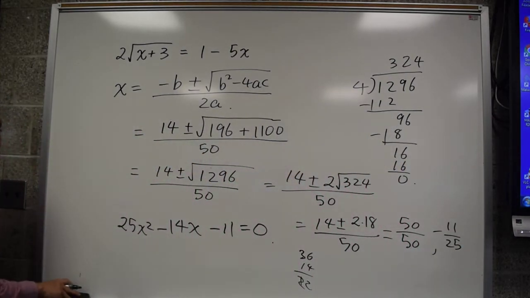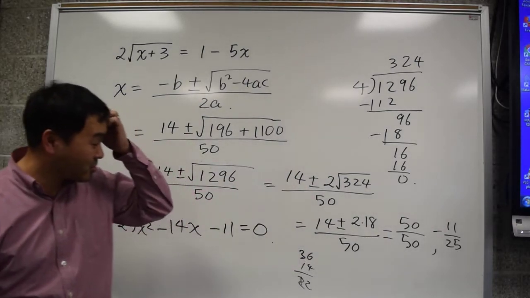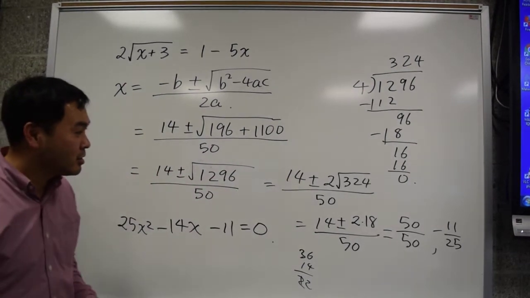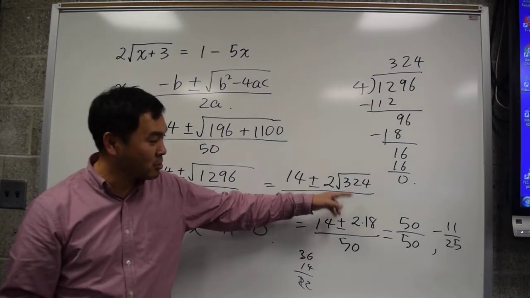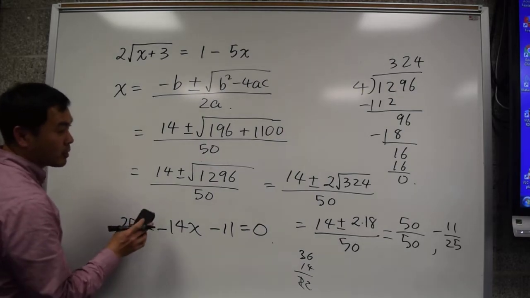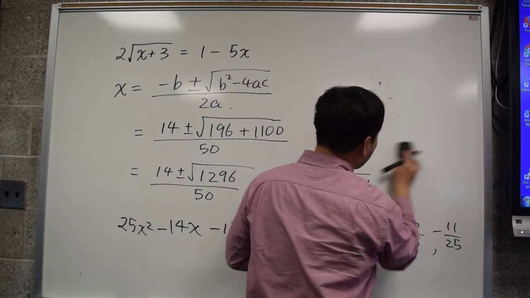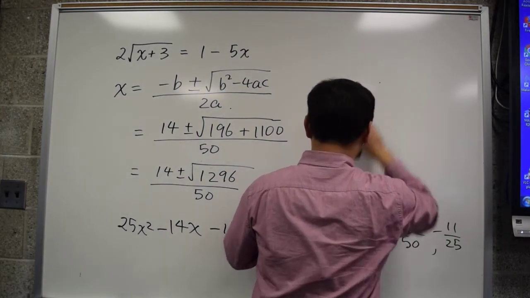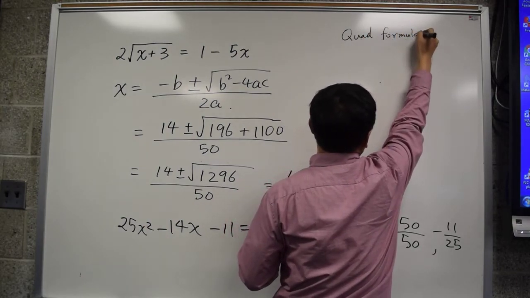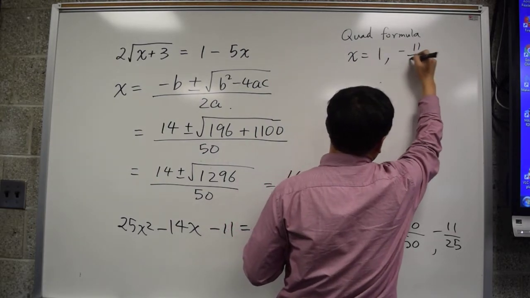Now, I did the last bit of calculation rather quickly because it's quite a long calculation, and I don't want to spend time doing that. I'll just assume that given enough time, you can get this. But let me add another solution, okay? Let me write down the result of this calculation somewhere here. We found out by quadratic formula that x is 1 or negative 11 over 25.